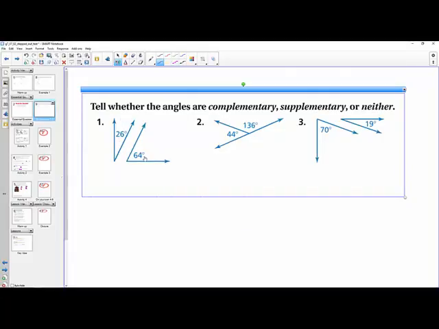So then it says decide if these are complementary or supplementary. This is going to be complementary because it adds up to 90. This is supplementary. This is complementary. Let's just double check this one again. So that would be 44. Yeah, that's right. So complementary, supplementary. Oh, and this is neither. Oh, duh, because 70 plus 19 is 89 and not 90.